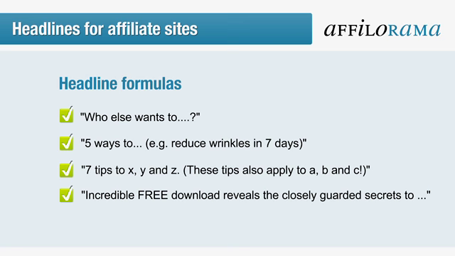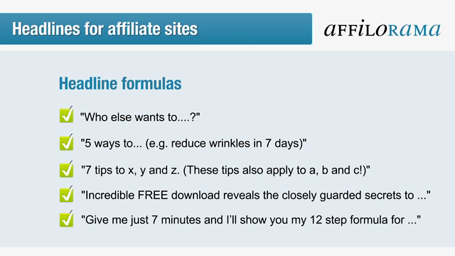What about this one? Give me just 7 minutes and I'll show you my 12-step formula for such and such. By indicating that you won't take too much of your reader's time, they might feel more comfortable reading. A 12-step formula is already easy to follow because it's broken into points, but to learn 12 steps in 7 minutes is a real bargain. The 7 minutes indicates this message is short and reduces the commitment needed from the reader. Also, the word formula makes it sound so straightforward, you'd be a fool not to take a look. You could also use words like recipe, plan, or guide.